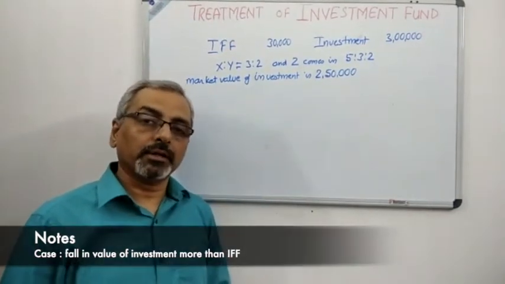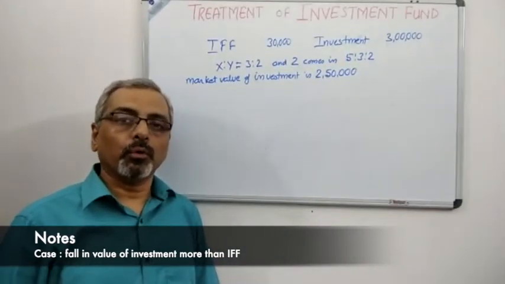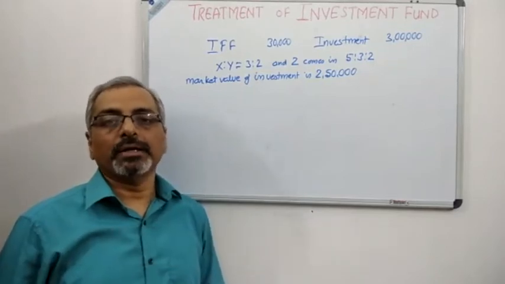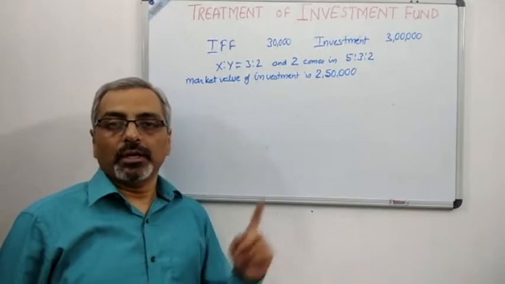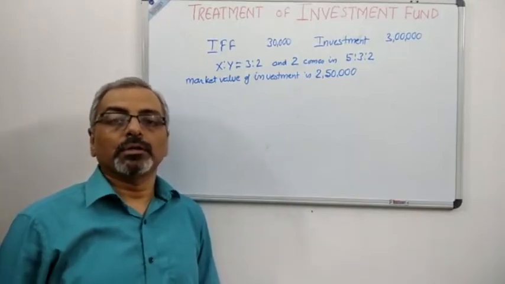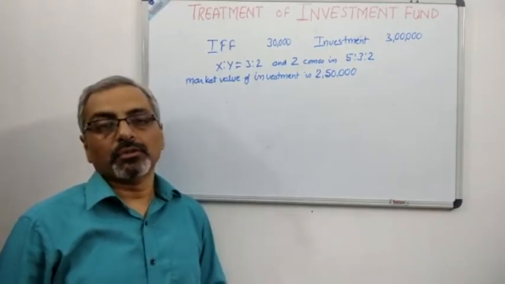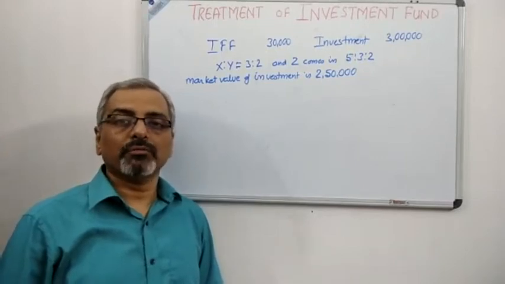Now I have taken another case where the investment has gone down 20,000 more. If you remember the first case, the investment had fallen down by 10,000. That means from 3 lakh it had become 2,90,000. In the previous case, it has gone down by 30,000. That means from 3 lakh it had become 2,70,000. Now you can see over here it has gone down by 50,000. That is from 3 lakh it has become 2,50,000.